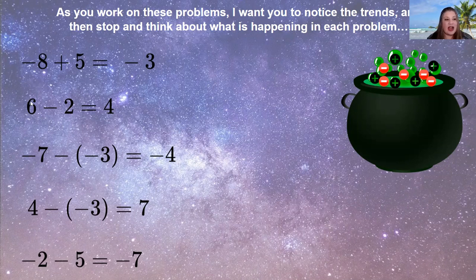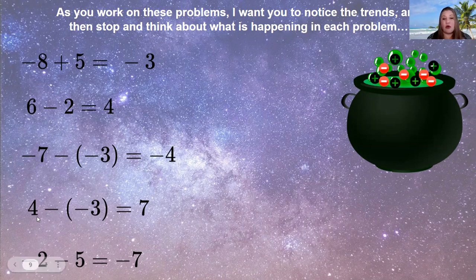Same thing here. I have 6 positives, and then I take 2 of those positives away. But 6 was bigger to start off with, so even though I take 2 of the positives away, I'm still going to have 4 positives left over. Same thing here. If I start with 7 negatives, and then I take away 3 of those negatives, I have less negatives now because I took some away, but the 7 was bigger than the 3. So I had more negatives to start, even though I took 3 away. And that's why I ended with -4.